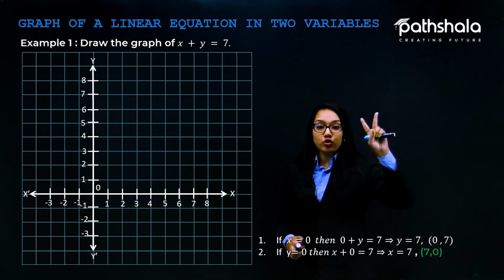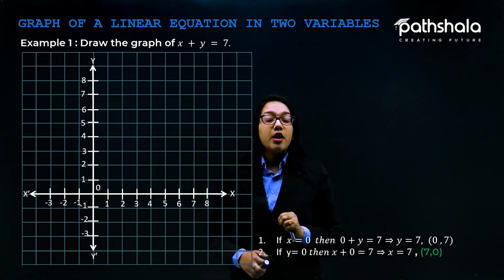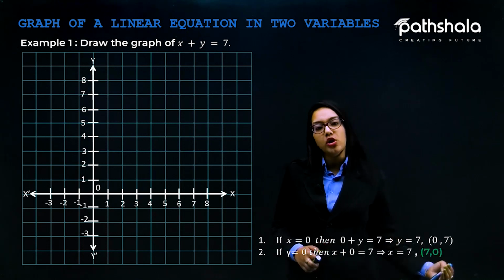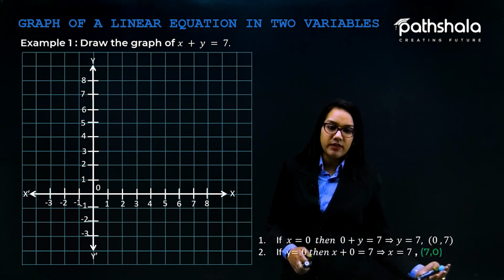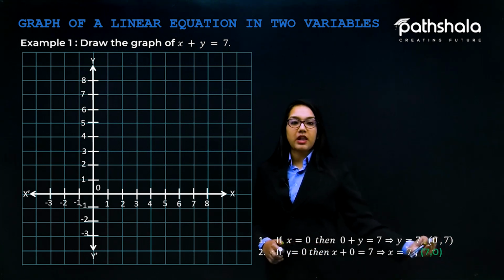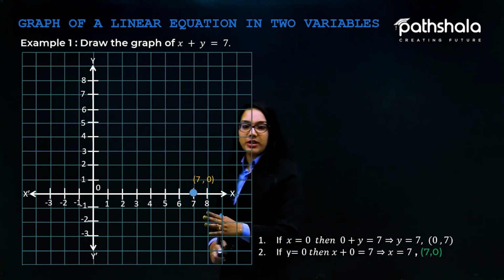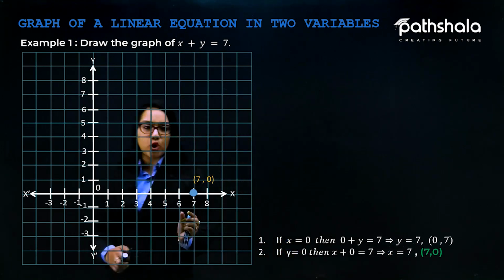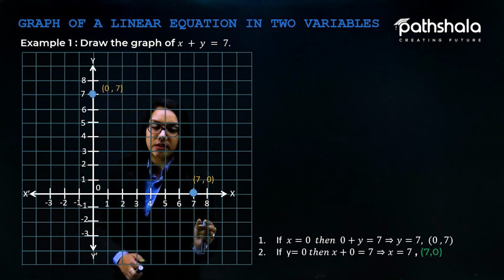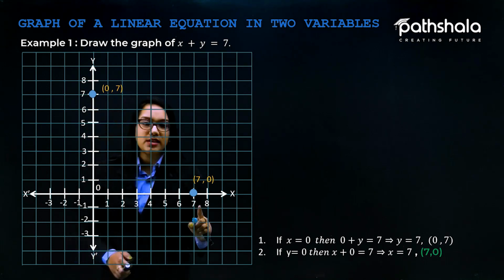With these two solutions, I'm plotting the graph of x plus y is equal to 7. We could take 3, 4, 5, but I'm just taking these two, (0, 7) and (7, 0), and plotting the graph with them. (0, 7) lies on the y-axis, and (7, 0) lies on the x-axis. So I'm plotting (7, 0) first, and further we have (0, 7). So this is my (0, 7), and this is (7, 0).